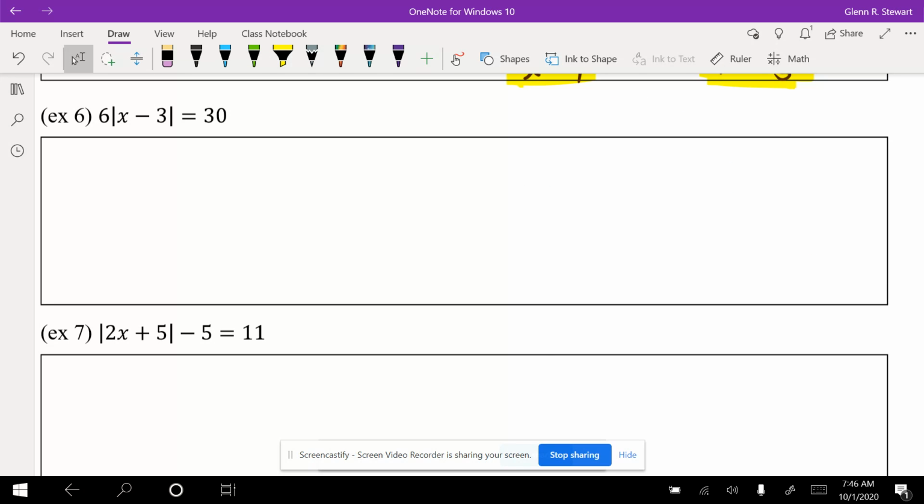Try example 6 on your own. Very similar to 5. Try example 6.